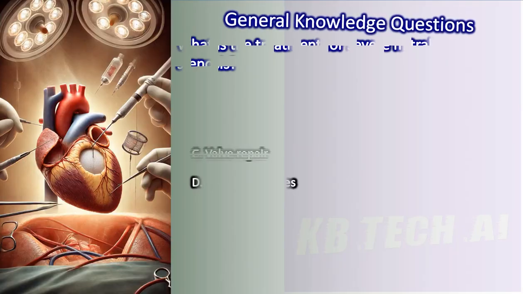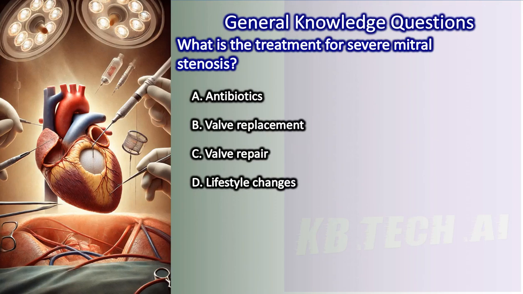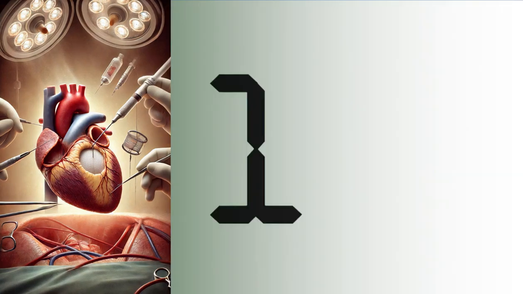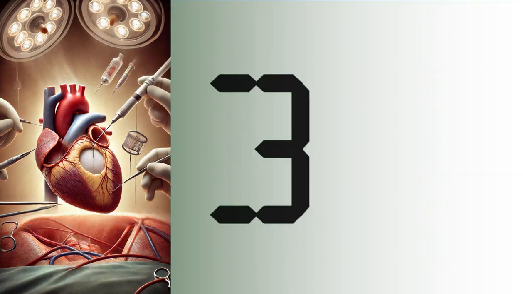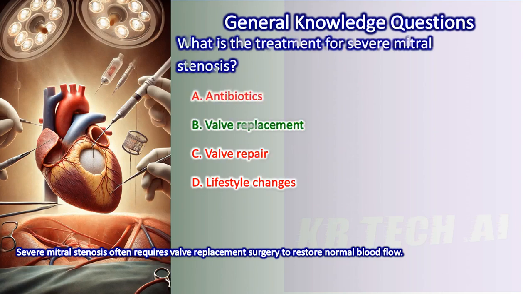Echocardiogram. Which is the treatment for severe mitral stenosis? Option 1. Antibiotics. Option 2. Valve replacement. Option 3. Valve repair. Option 4. Lifestyle changes. The answer is option 2.